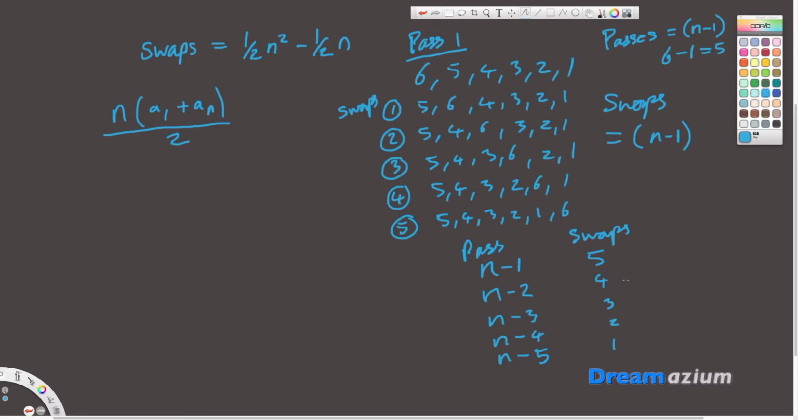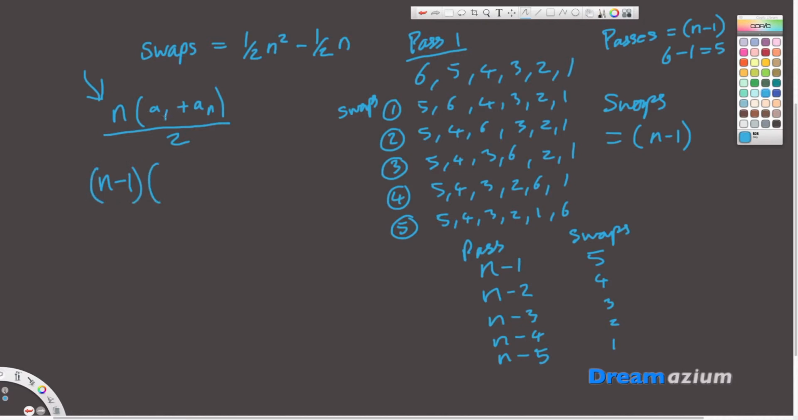Now, this is pretty easy to add together, but if you had lots of numbers going into the list and they were all out of order, you want an easy way to be able to do it. So we can use this formula. This n here represents the number of items in a list. Well, we don't quite want that. We want the number of passes, so we can swap n minus 1 in there.